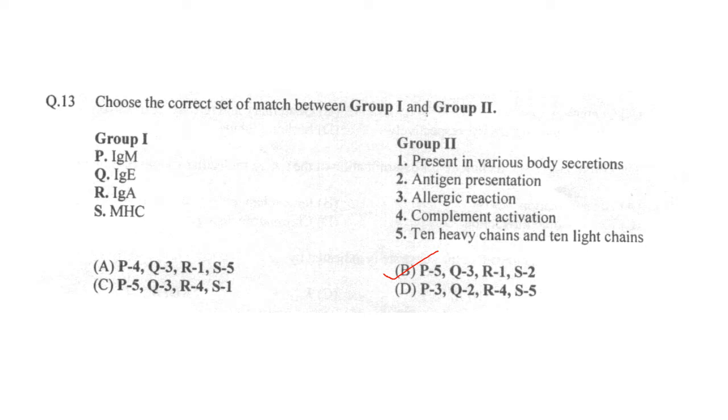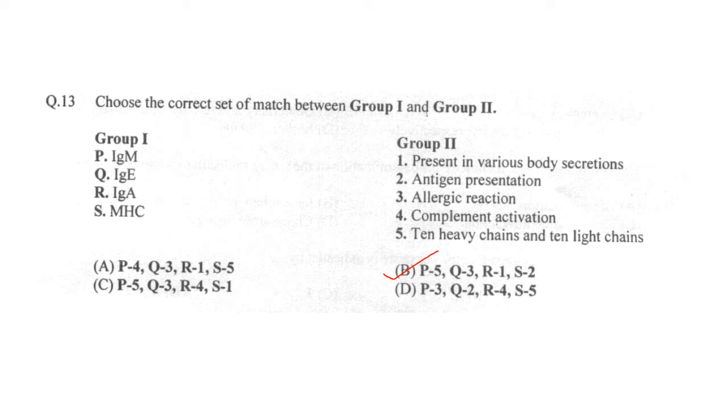Then next one, IgA. Present in various body secretion, antigen presentation, complement activation. R is 1. IgA is present in various body secretion. So option will be B.